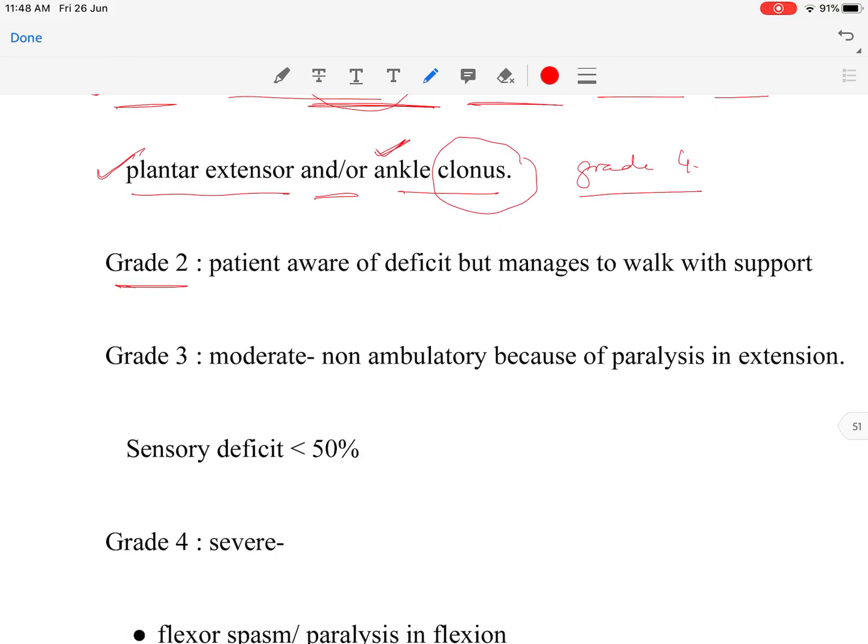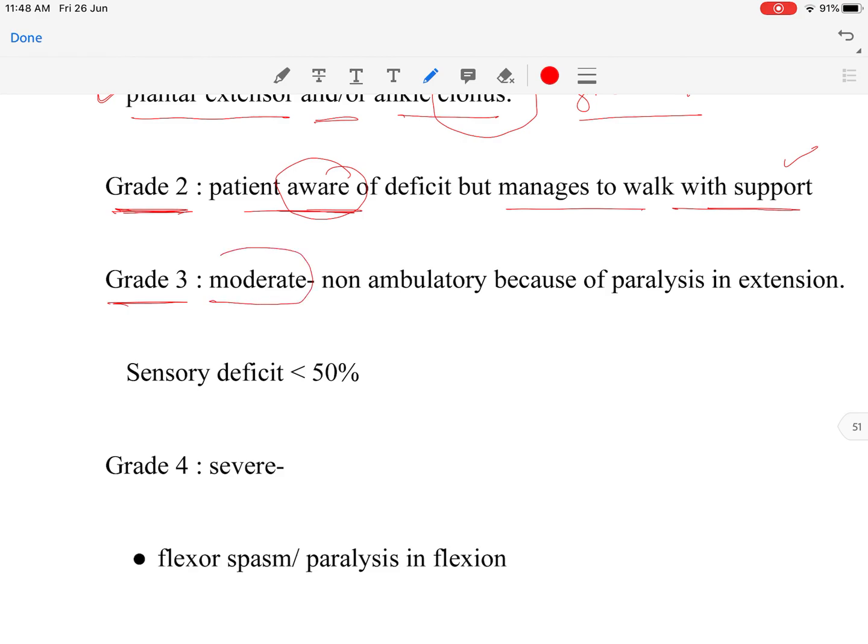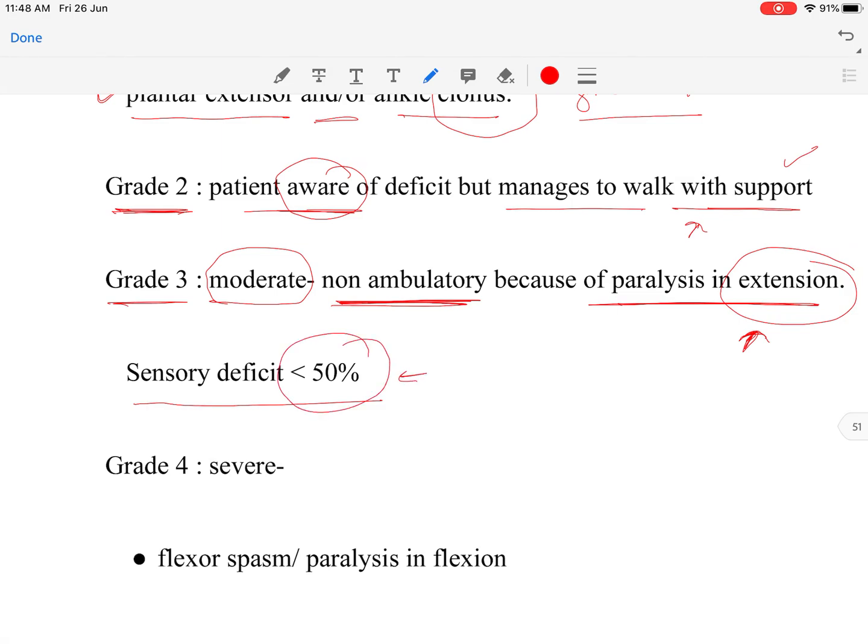In grade 2 the patient is now aware of the deficit. He complains of weakness of the lower limb or the upper limb, but he still manages to walk with support. This is grade 2 of the paraplegia. In grade 3, which is known as moderate paraplegia, the patient is non-ambulatory. He is not able to walk even with support. He is non-ambulatory and the paralysis is in extension in this grade. So the paraplegia is the extensor paraplegia. And the sensory deficit is less than 50%, so more than 50% of the sensation is still intact. And in motor the paraplegia is in extension.